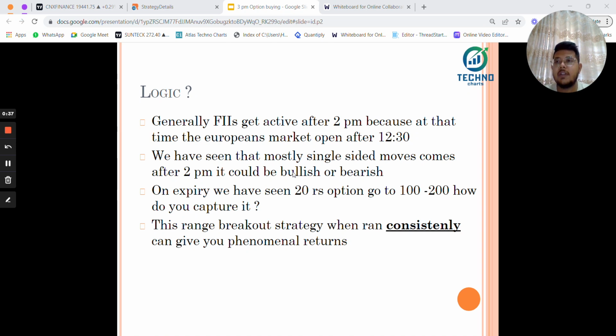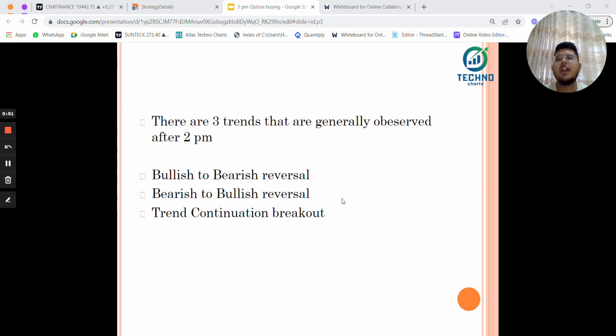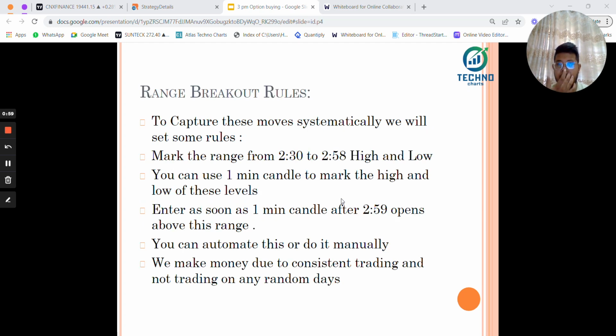On expiry, we have also seen that 20 rupee option going to 100, 200, and 200 rupee option going to 500 or so. So we can capture that movement as well using the same strategy. So this range breakout strategy, when run consistently, can give you phenomenal returns here. So what are the three trends that are observed after 2 p.m.? That are bullish to bearish, bearish to bullish reversal, and trend continuation, pattern breakout here.